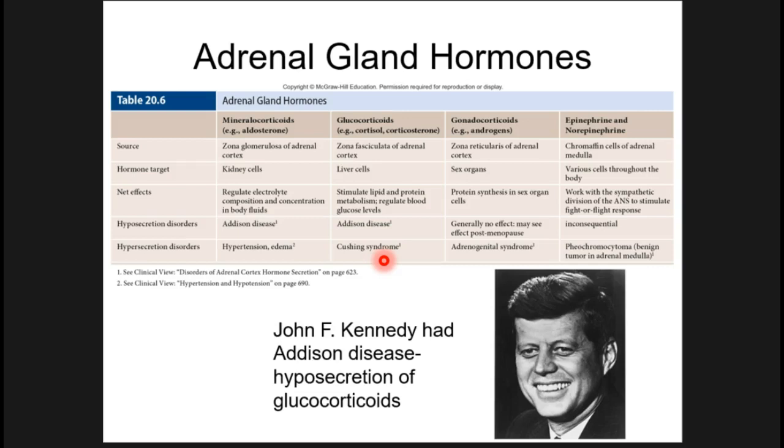Just like we had with our thyroid and parathyroid, there are specific medical conditions associated with having too much or too little of all of these adrenal cortex hormones. So for example, John F. Kennedy had Addison's disease, and that is when you're not secreting enough glucocorticoids. What does that do? A lot of things. Yeah, I'm sorry. That's all I got right now.